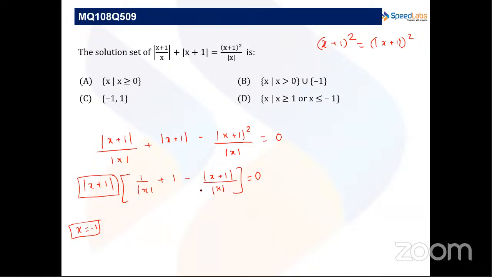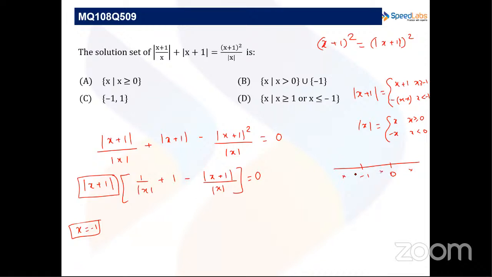Now, to simplify this, we have two values at mod. We know that mod of x plus 1 will be equal to x plus 1 for x greater than or equal to minus 1, and it will be minus of x plus 1 for x less than minus 1. Similarly, mod x will be equal to x for x greater than or equal to 0 and minus x for x less than 0. So we can see that on the number line, if we plot it, we have 2 points, or we have 3 zones.